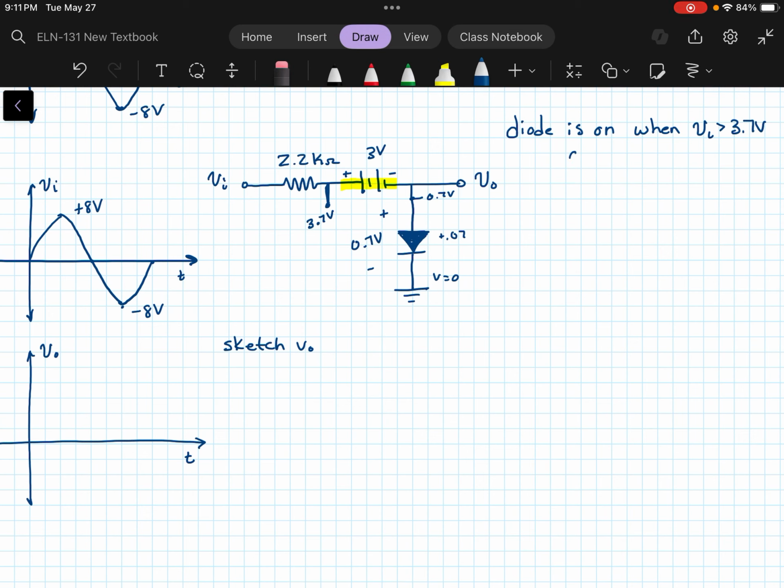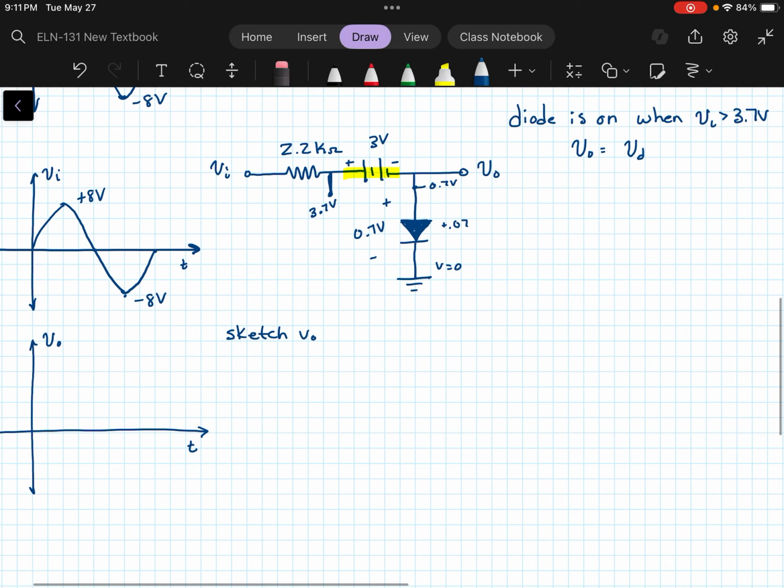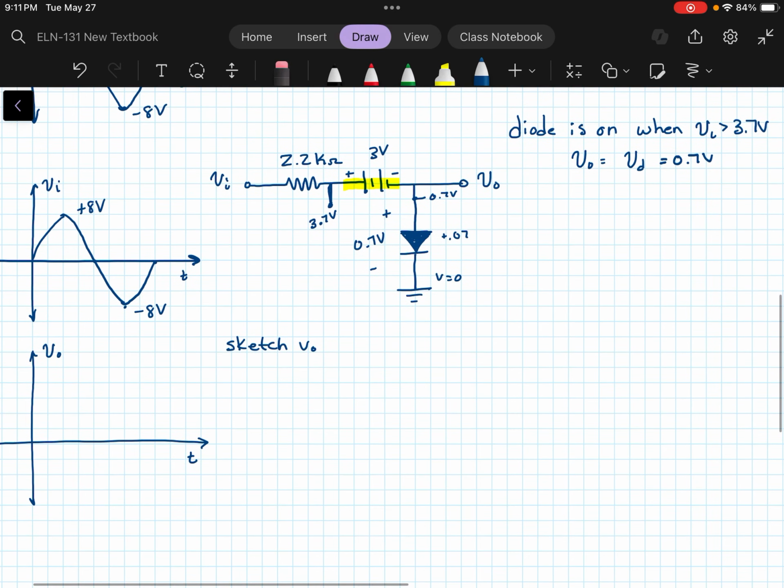And when the diode is on, then V out is going to equal that voltage across the diode, because V out is actually in parallel with just the diode. So it would be 0.7 volts for everything where V in is above 3.7. So where's that? That's somewhere right in here. So during this time here, I'm going to draw this down here and, like I said, it's a good idea to line these up because we're looking at the time.